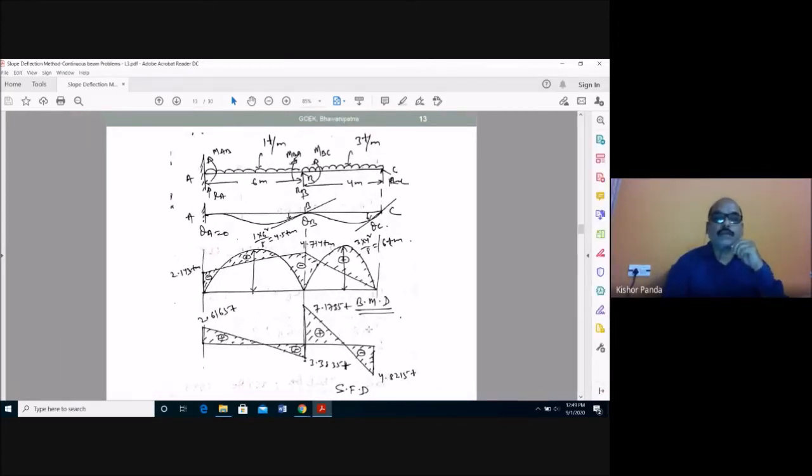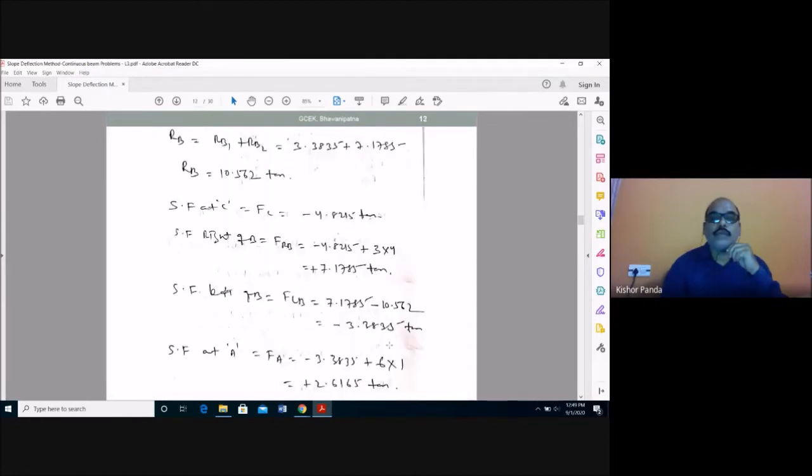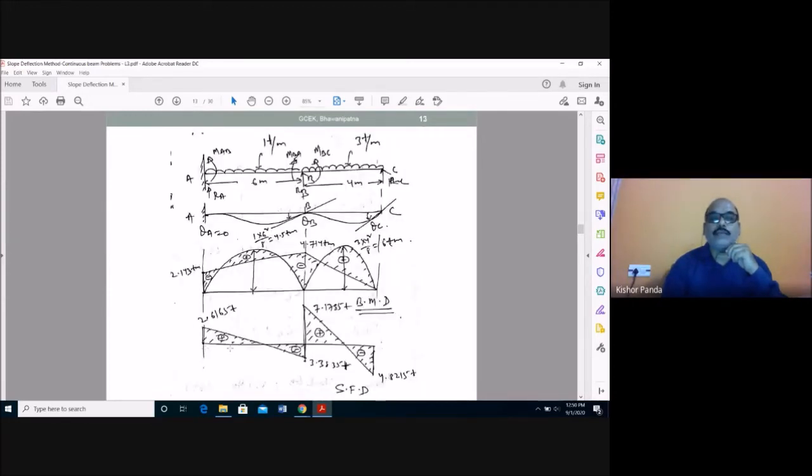Then you have to draw the shear force diagram. Here you see, the shear force at C is minus 4.8215 ton. So this is the line. First you draw the axis, then below this axis take negative, and above this axis take positive. So this is below, 4.8215.